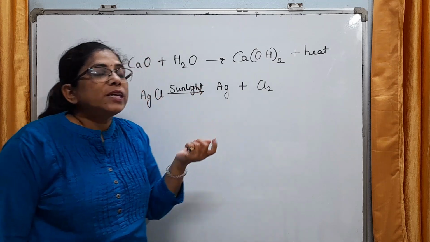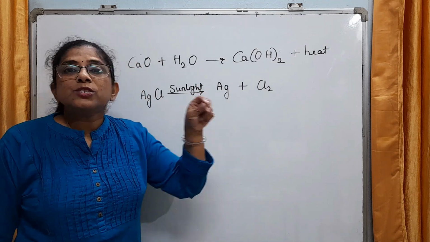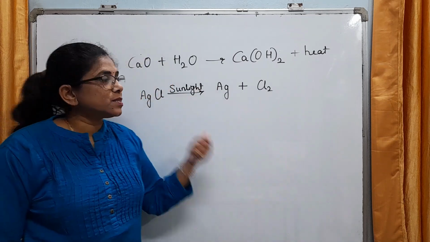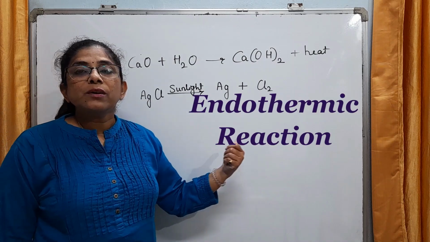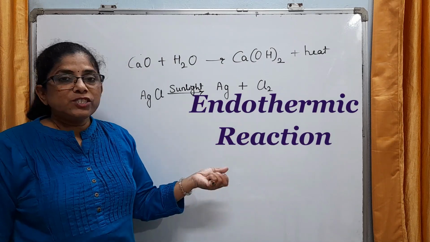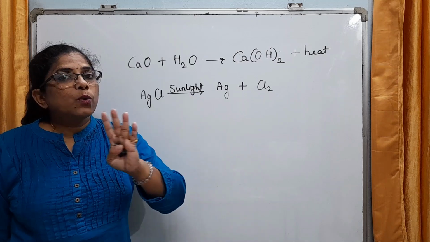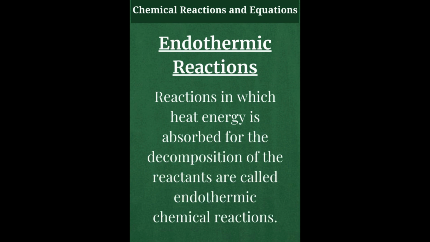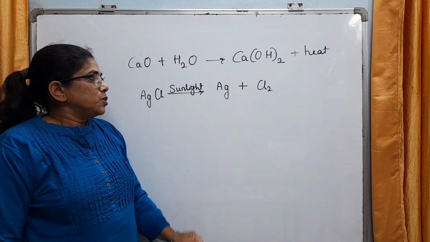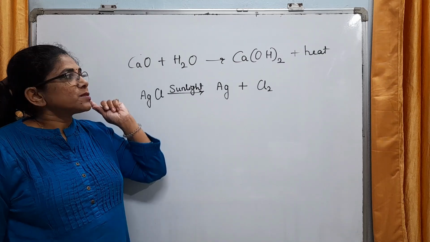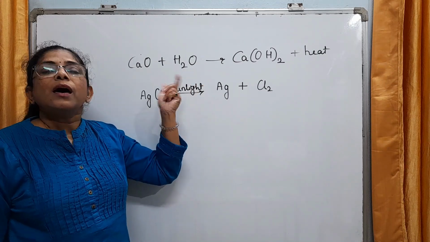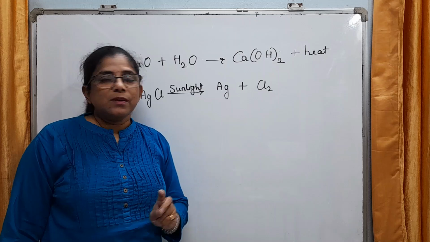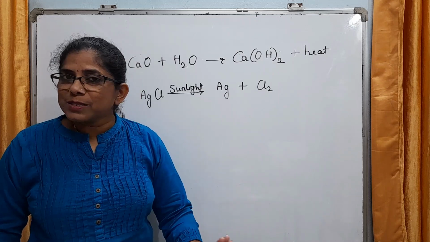So in the reactions where heat is to be supplied, heat is absorbed, without which the reaction cannot proceed further. Such reactions are called as endothermic reactions. So the reactions in which heat is absorbed are called endothermic reactions. So the reactions in which heat is released are exothermic, and the reactions in which the heat is absorbed are endothermic reactions. So exothermic and endothermic is quite clear.